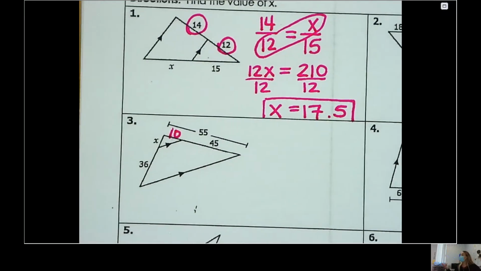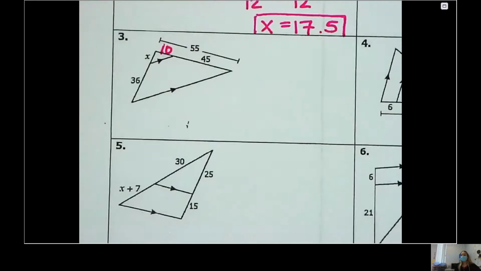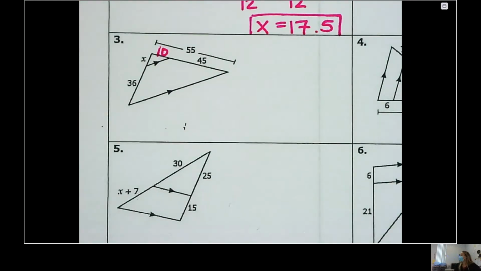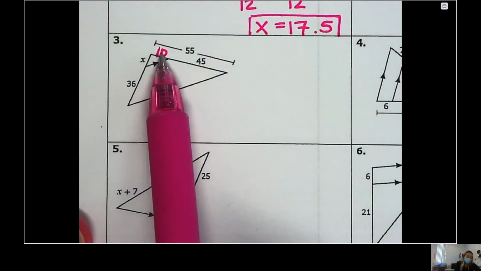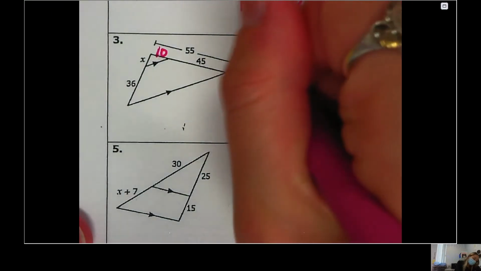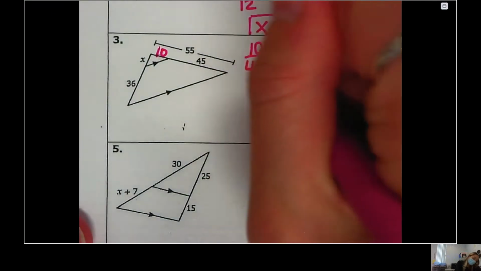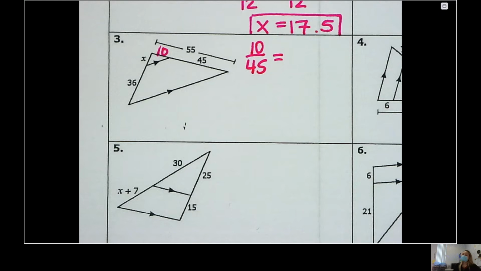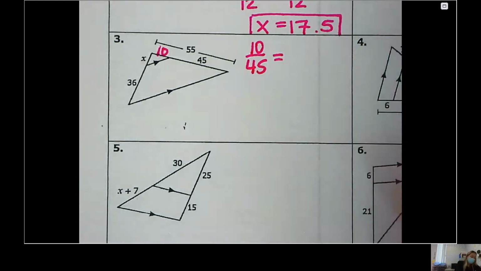Now you've got your pieces, and now I can write a fraction. What would one of my fractions look like? Two pieces on the same side. 10 divided by 45 equals, keeping the same order on the other side, x over. Beautiful.